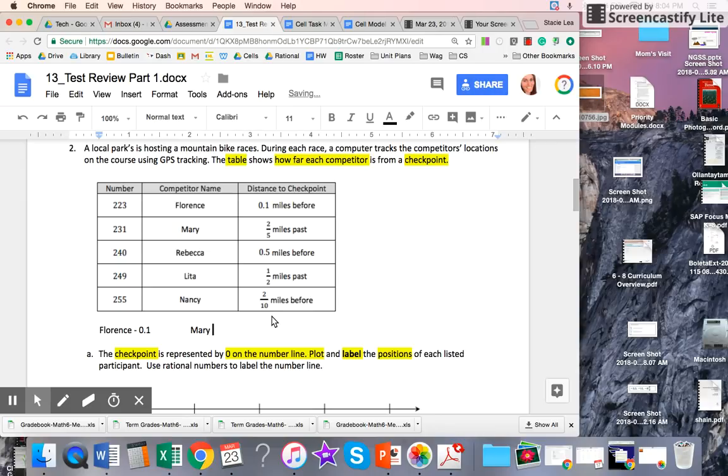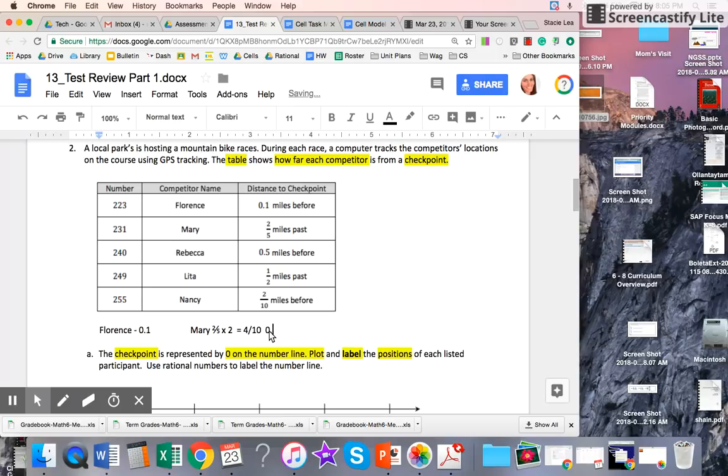Mary is 2/5. Now, 2/5 isn't so nice because it's not out of 10. So to make it out of 10, I should multiply both the top and the bottom by 2, because that gives me 4 on top and 10 on the bottom. I knew I had to use 2 because I had to go from 5 to 10. Now when I say this number out loud, 4/10, it's already in decimal form.